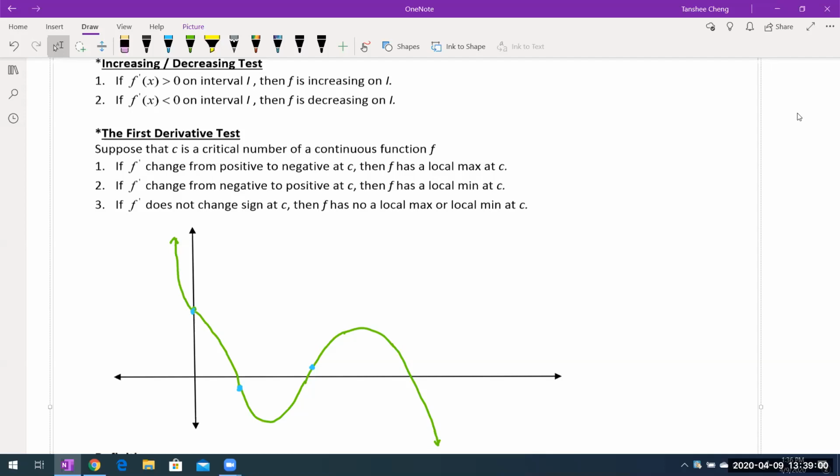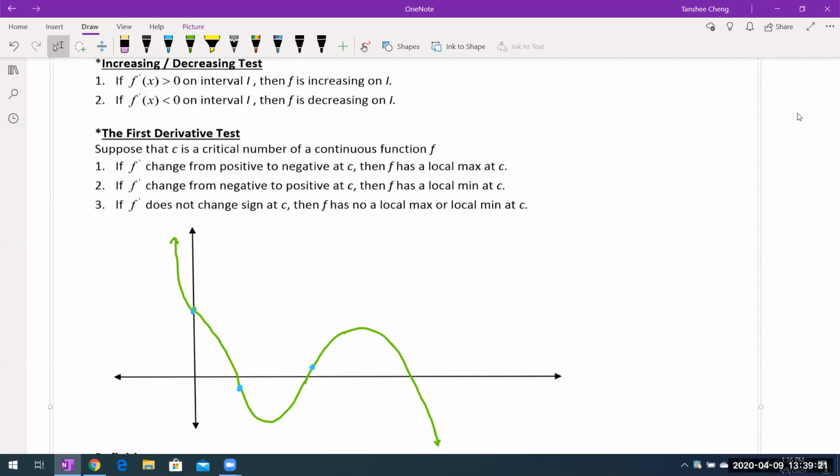3.3 is basically talking about how the derivatives affect the shape of the graph. From the previous sessions, we talked about local max and local min, the definitions of them, but never talked about how to find those. And then we get a technique of finding absolute max and absolute min in a closed interval.